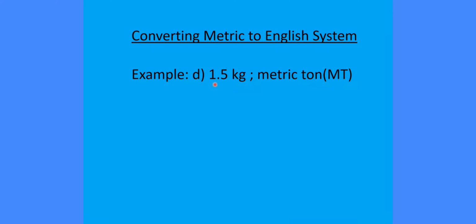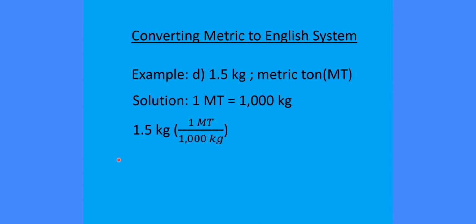Example D. 1.5 kilograms will be converted into metric ton or MT. Solution. 1 metric ton is 1,000 kilograms. So 1.5 kilograms will be multiplied by the ratio 1 metric ton over 1,000 kilograms. Then the unit kilograms will be cancelled out. Then we will multiply 1.5 and 1, then copy the remaining unit metric ton, then over 1,000. The result is 0.0015 metric ton.